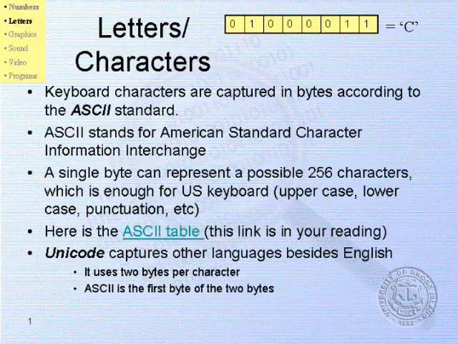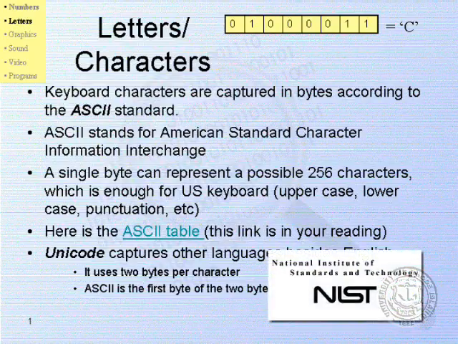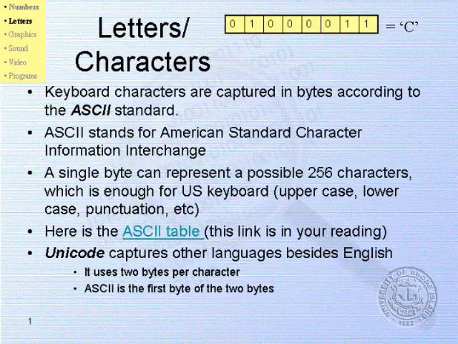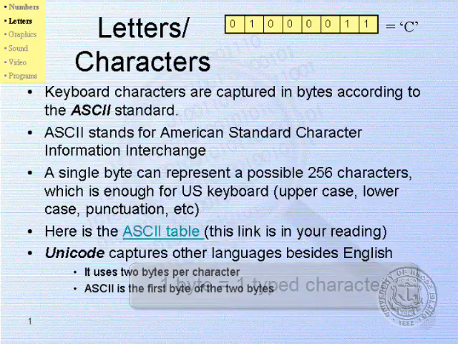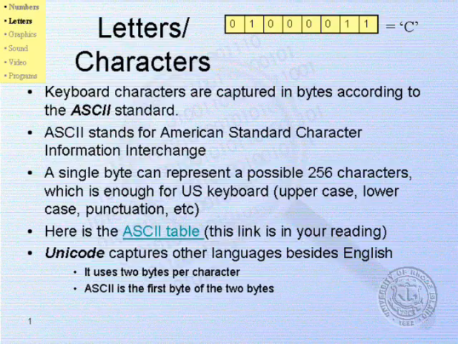So the U.S. government standardization body, the ANSI body it was called at the time, it's now called the National Institute of Standards, stepped in and came up with the ASCII standard and mandated that this be the standard for at least military computers and government computers. The standard calls for 1 byte to represent 1 typed character. As we just saw, 1 byte can represent 256 values, 0 to 255.